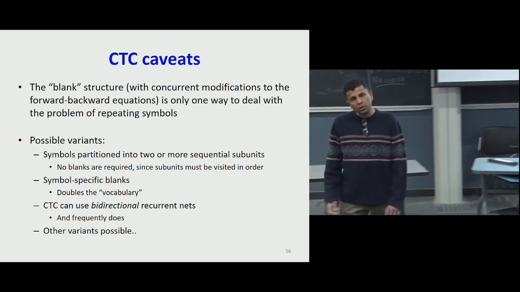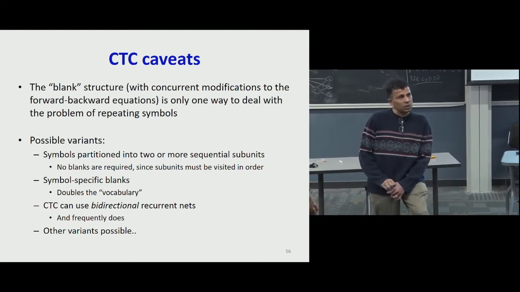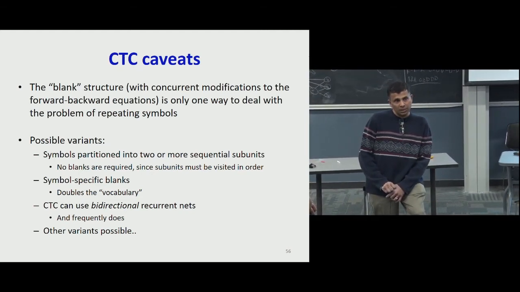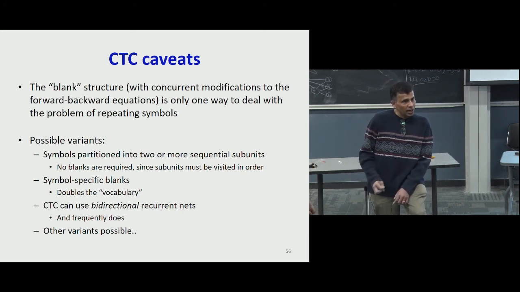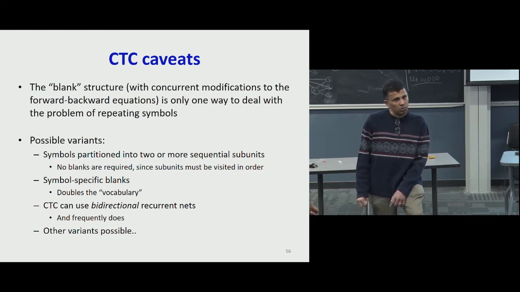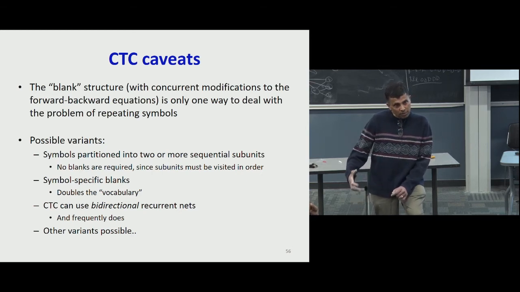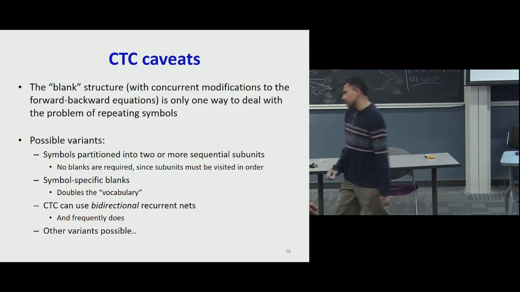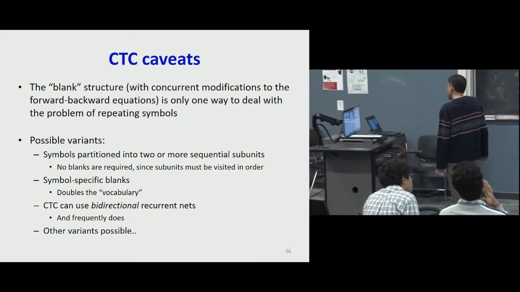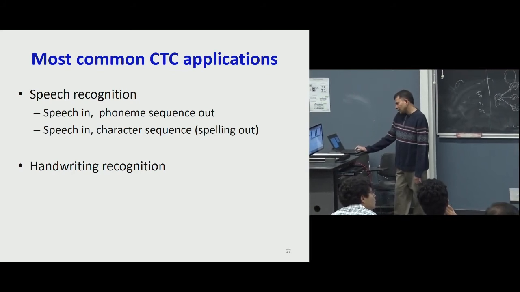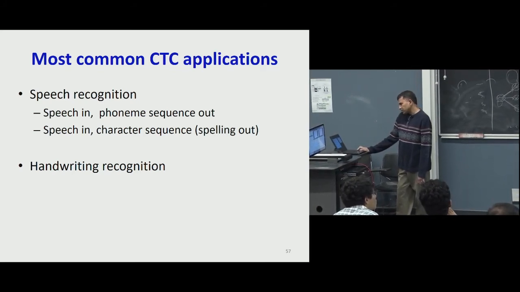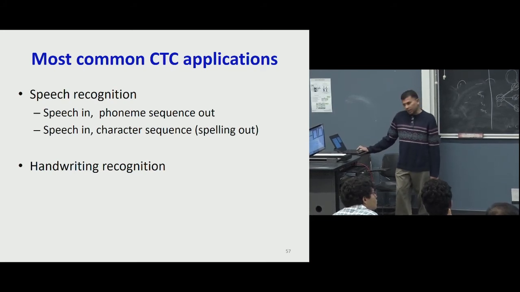The actual CTC portion of it is only computed on the output probability table, which means below the output probability table, you can actually have bidirectional LSTMs computing the output probabilities. So there's nothing unidirectional about the portion of the network that computes the probabilities themselves, and there are other such variants possible. Most common applications are things like speech recognition, phoneme sequence in, phoneme sequence out, speech recognition where you directly try to guess the spelling, handwriting recognition, things like that.